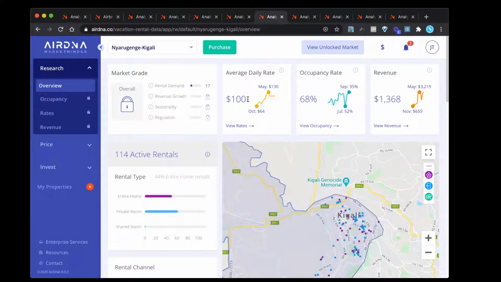And you can see it's got crazy rates. Check it out. Average daily rate, and this is in the city, is $100. The average occupancy is actually 68%. But this 68% is above average. Most average places will have 50% and below.